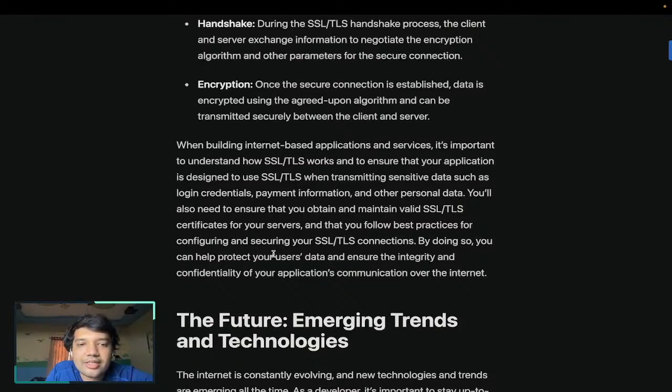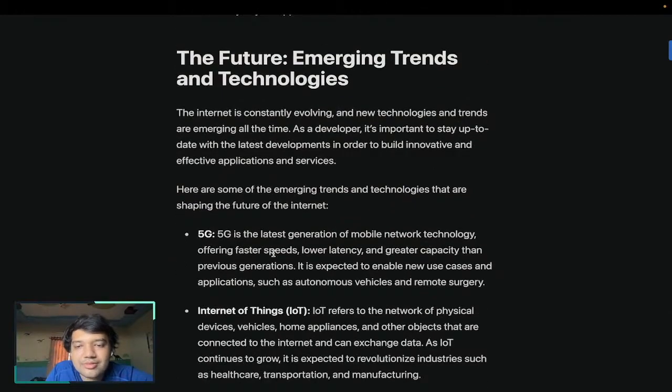When building internet-based communication and services, it's important to understand how SSL and TLS work and to ensure that your application is designed to use SSL and TLS when transmitting sensitive data such as login credentials, payment information, and other personal data. You'll also need to ensure that you obtain and maintain valid SSL/TLS certificates for your server, and that you follow best practices and configuration for securing your SSL/TLS connections. By doing so, you can help protect the user's data and ensure the integrity and confidentiality of application communication over the internet. Yeah, so use HTTPS basically.